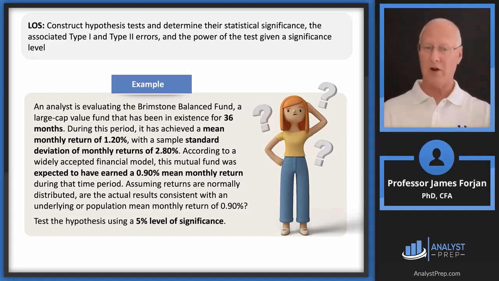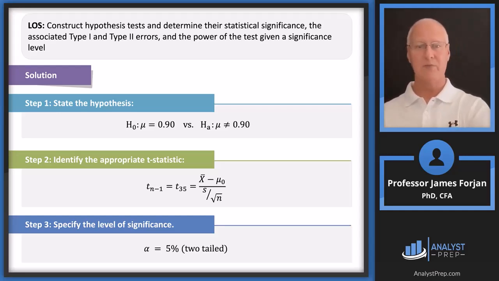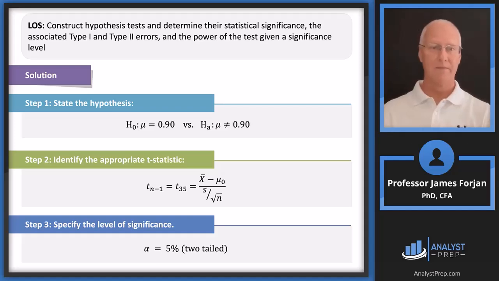Now, if we were back in kindergarten, we would say 1.2 is not the same as 0.9. There's a mathematical difference. But now that we're a lot older, we need to determine whether this is statistically significant. So let's run through our steps: state the hypothesis that the mean is 0.9, and then it's a two-tailed test because it could be either higher or lower. We're going to identify the appropriate test statistic.